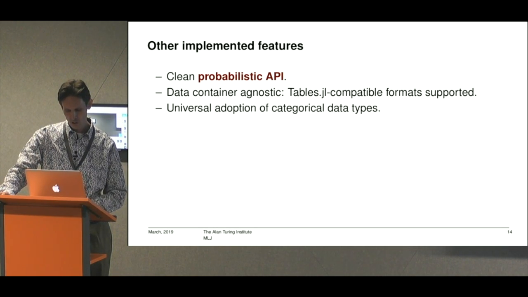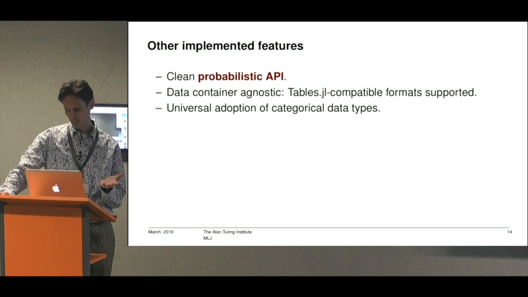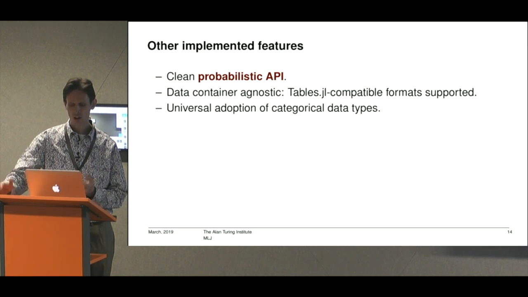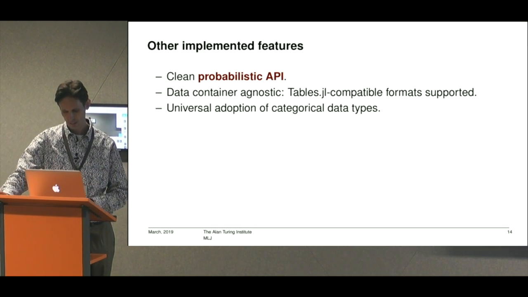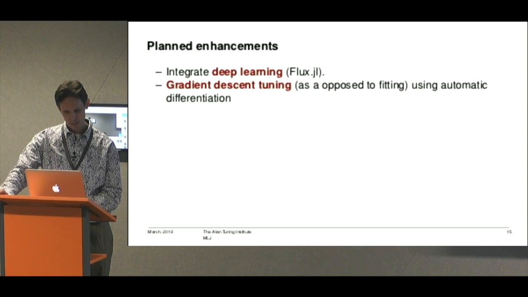Currently, you can also present your data in many different formats, basically anything supported by the Tables.jl interface, if you know what that is. And we pay particular attention to categorical data types by implementing them. So we have a universal adoption of categorical data types for dealing with categorical data.